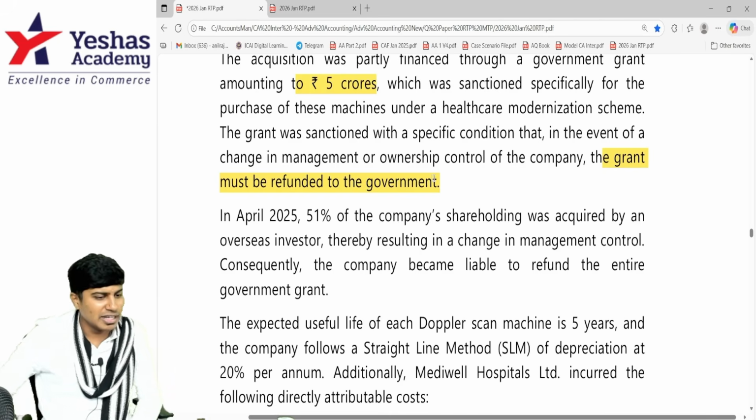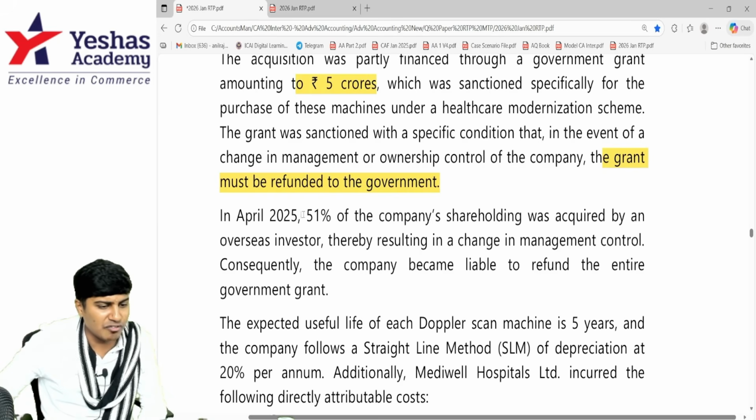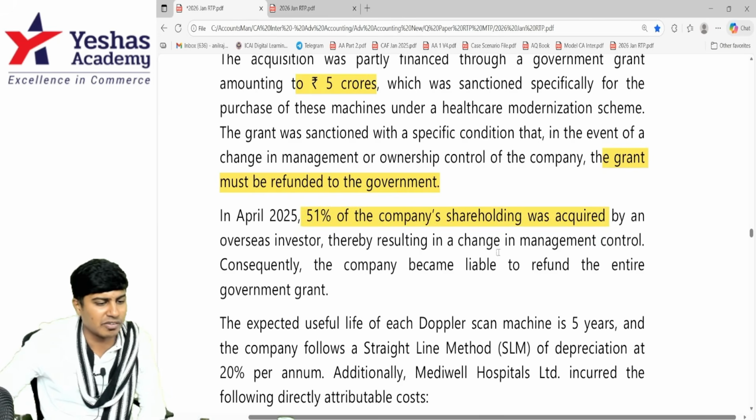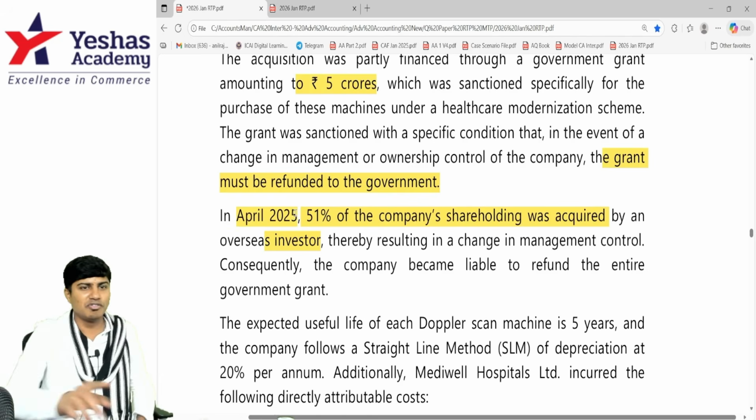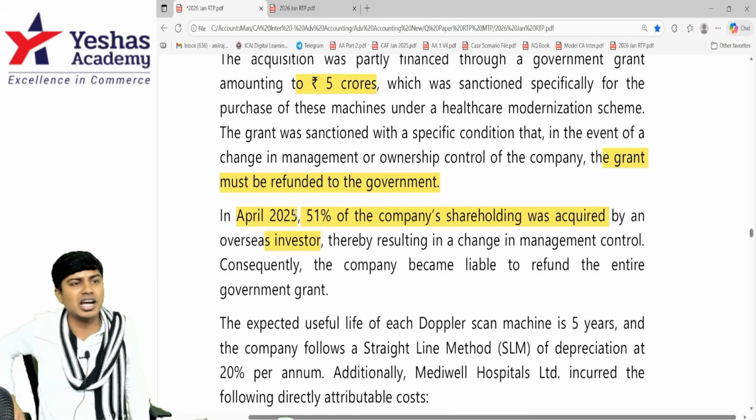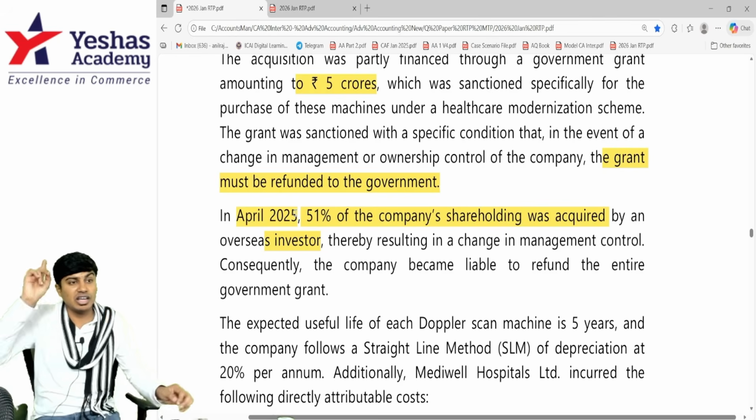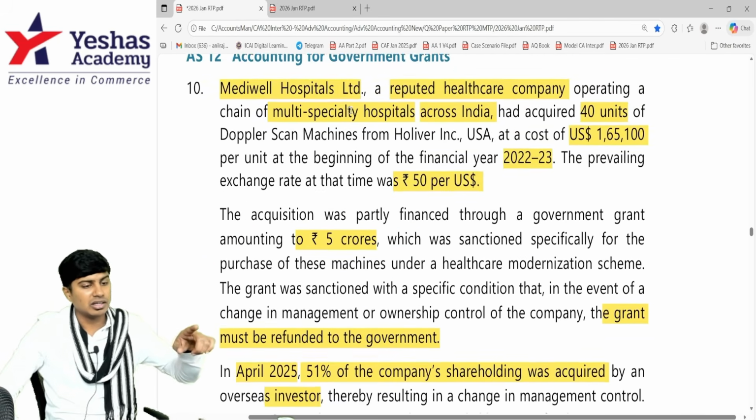I hope you understood. Then in April 2025, 51% of the company's shareholding was acquired by an overseas investor. When? April 2025, 51% was acquired by somebody else. So they've breached the condition. They have to refund the grant. When did they buy? 2025.